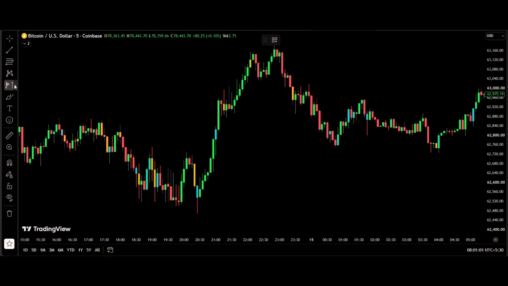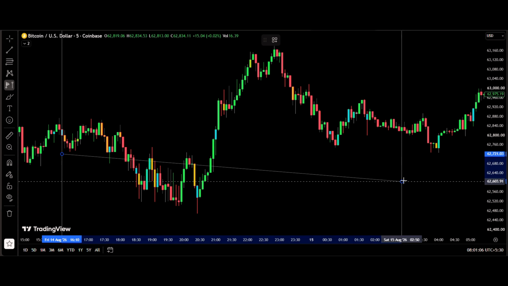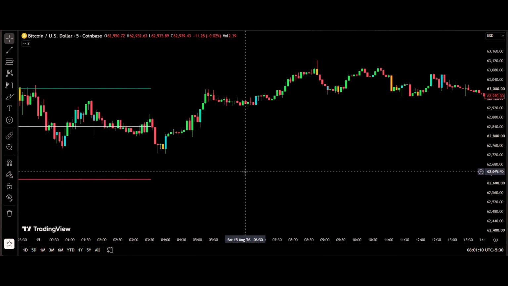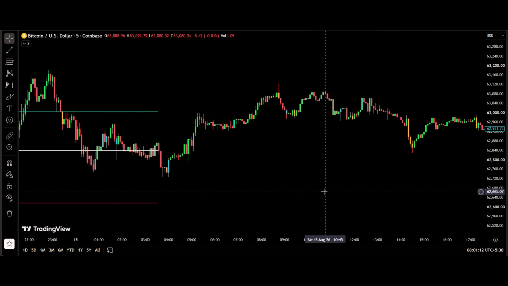Here is the harsh truth. If you just drag the FRVP across random candles to fit your bias, your volume levels are completely useless. You are basically just trading an illusion, and your stop loss will get hunted.